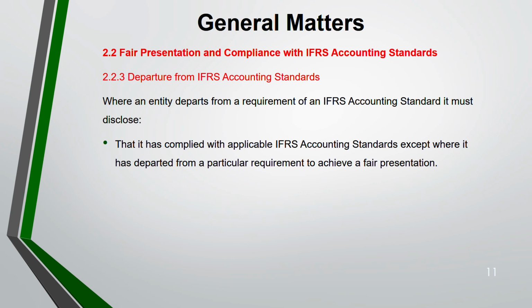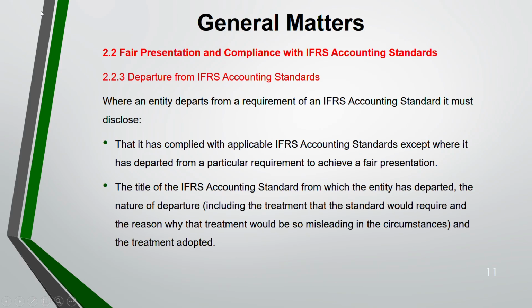See, wherever you feel that if you go by the IFRS standard, it is not giving a fair presentation, then do not go by the IFRS standard. Then you can depart. That option is given, because the main objective is fair presentation. You have departed only to achieve fair presentation. So the title of the IFRS accounting standard from which the entity has departed, the nature of the departure, the reason why the treatment would be misleading, and the treatment adopted, you have to disclose.